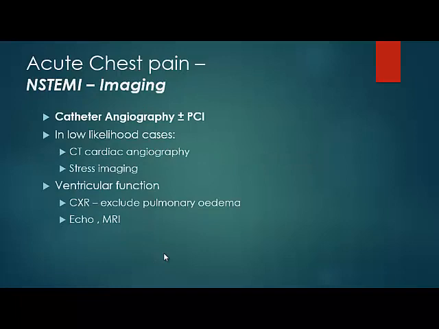Now, patients who do not have STEMI, who have non-STEMI, are risk assessed in the hospital with different clinical scoring methods. And in those with low likelihood, they could be suitable for CT angiography or stress imaging. Those with higher pretest likelihood, higher risk, would undergo a catheter angiography, followed by PCI if required. They also need assessment of their ventricular function with different techniques.